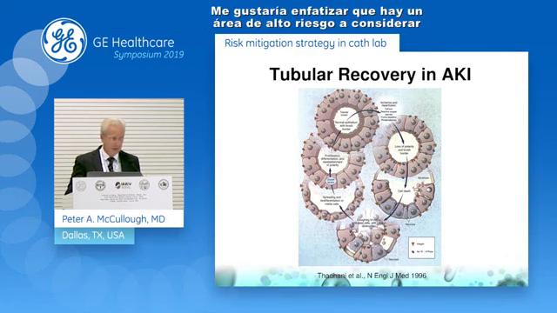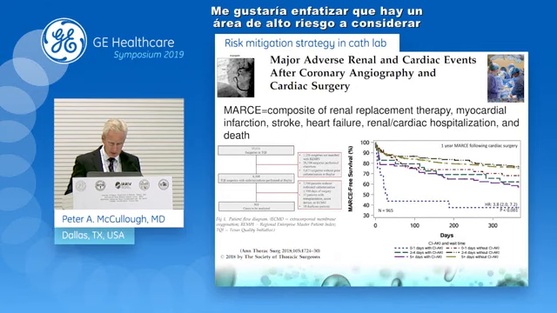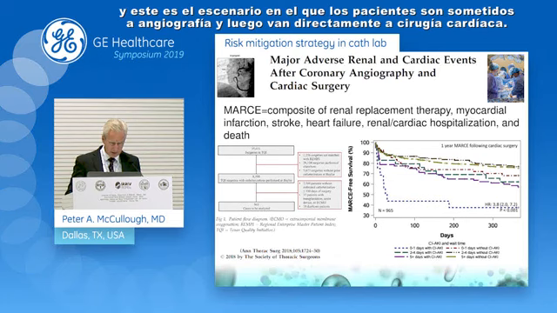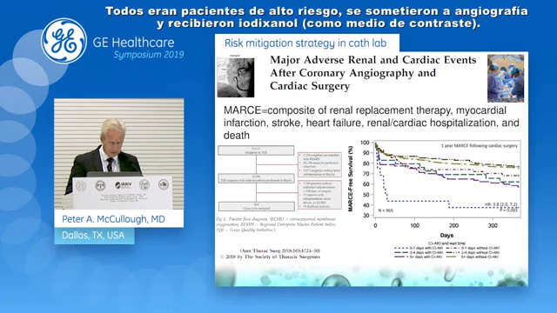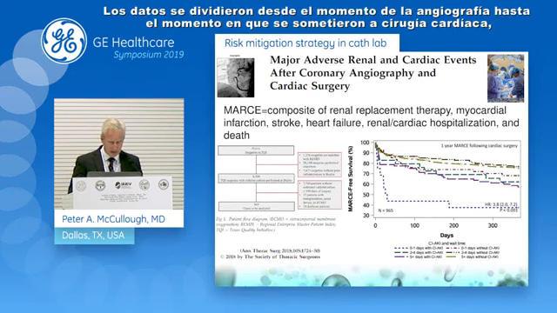I wanted to point out that there is a particularly high-risk area to consider, and that's the scenario where patients undergo an angiogram and then move right into cardiac surgery. And this was research that was supported by an independent grant from GE, and this was done at Baylor at our center. And these were all patients who were high risk. They had all received iodixanol. They underwent angiography, and then we separated them out based on time.